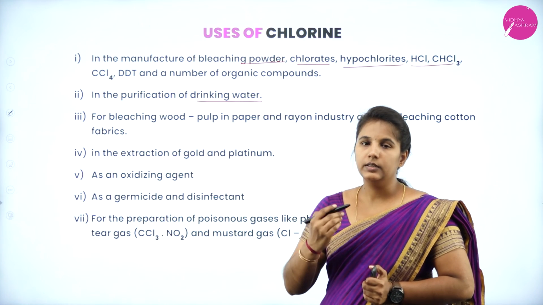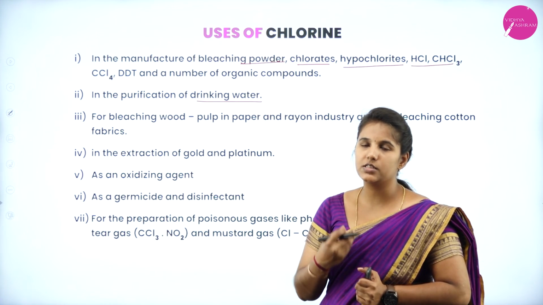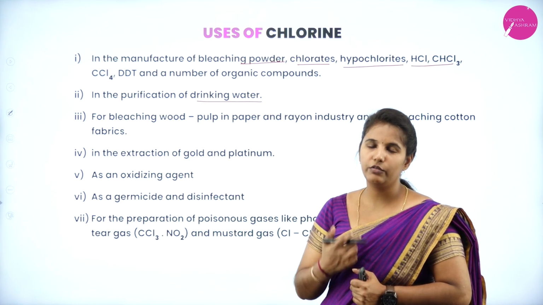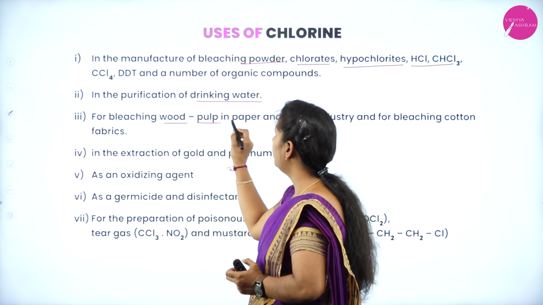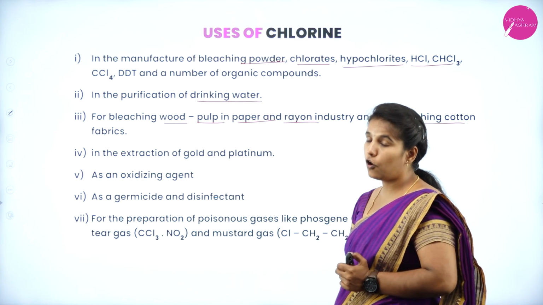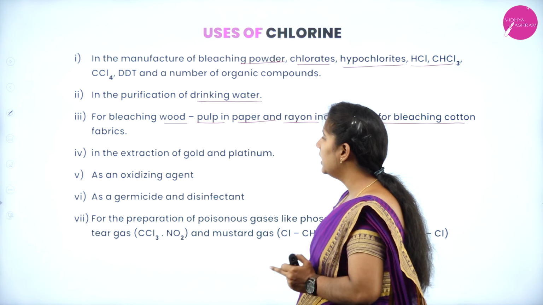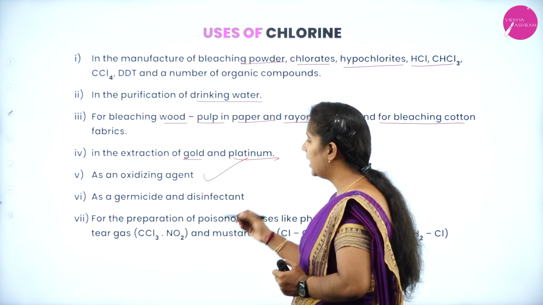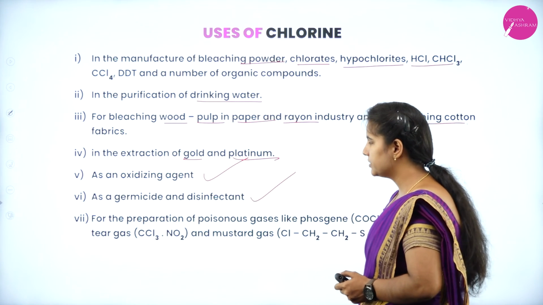You may know that in the summer season, water most of the time gives a sensation of chlorine, and that indicates that they have added chlorine for the purification of the water. And in the bleaching of wood pulp and paper, the rayon industry, and as a bleaching of cotton, especially in the textile industry, they use chlorine gas. And in the extraction of gold and platinum, as an oxidizing agent, as a germicide and disinfectant, we generally use chlorine gas.